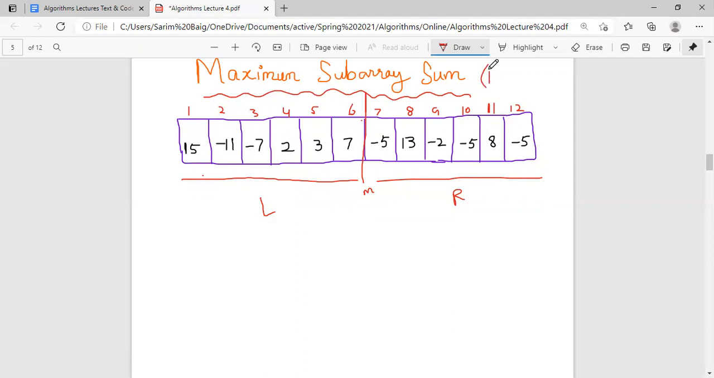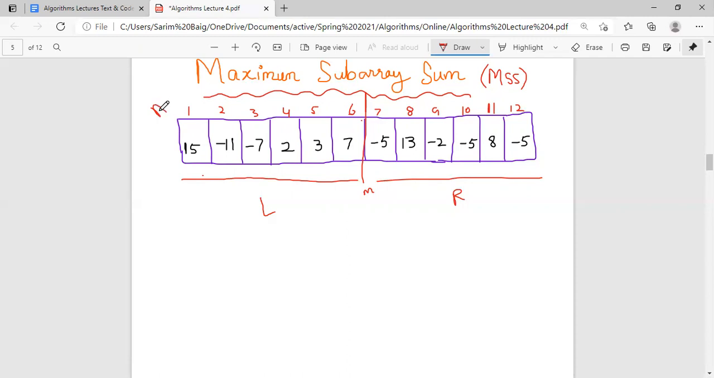By the way, let's give it a short name. Let's call it MSS, so I can write code using that, maybe. Okay, this abbreviation. So if this entire problem is a problem MSS 1 12, meaning between indices 1 and 12, and this array is A.